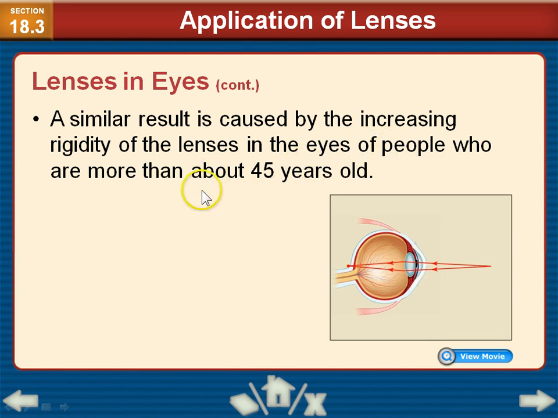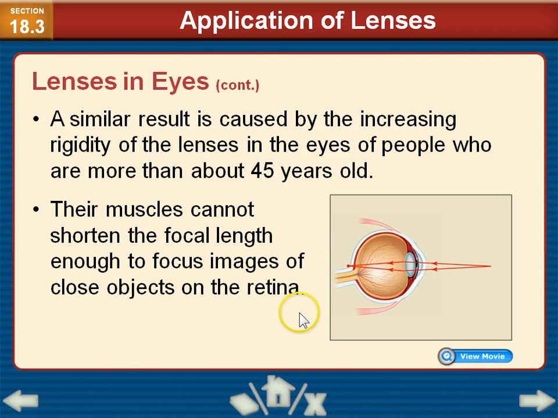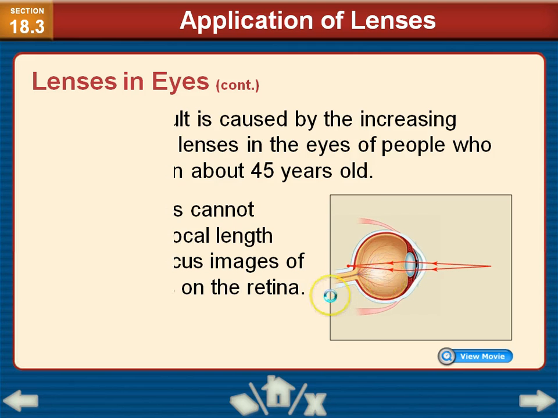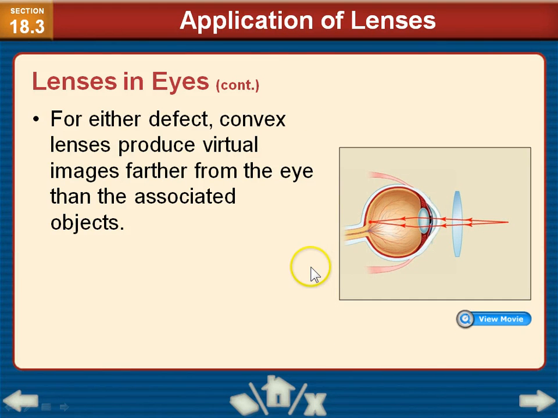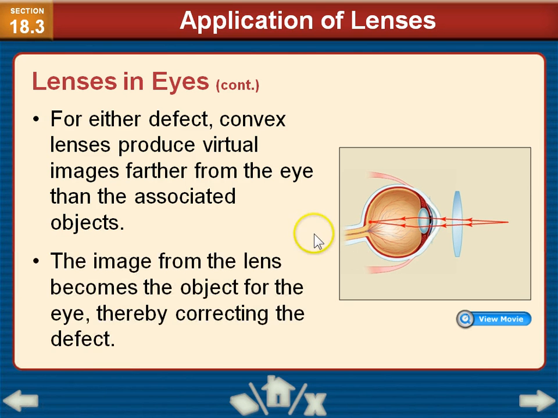Similar results are caused by the increasing rigidity of the lens. In other words, the lenses can't get pulled around by the muscles anymore. People who are about 45 tend to need glasses, so the muscles cannot shorten the focal length enough to cause the images to form. In this case, we can use a convex lens and cause the images to converge just a little bit, so that they'll end up focusing at the right spot.